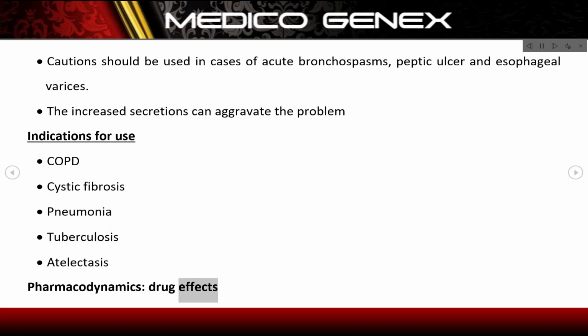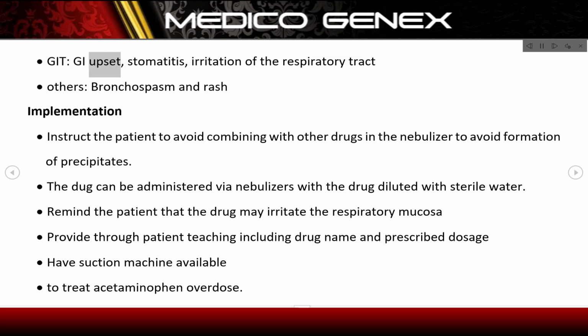Pharmacodynamics, drug effects. GIT: GI upset, stomatitis, irritation of the respiratory tract. Others: bronchospasm and rash. Implementation: instruct the patient to avoid combining with other drugs in the nebulizer to avoid formation of precipitates. The drug can be administered via nebulizer, diluted with sterile water. Remind the patient that the drug may irritate the respiratory mucosa. Provide thorough patient teaching including drug name and prescribed dosage. Have suction machine available. It is also used to treat acetaminophen overdose.